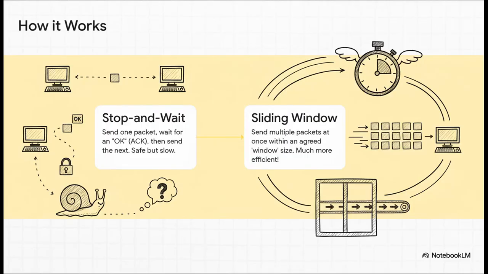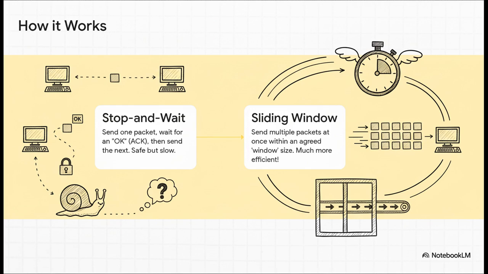So how does this actually work? Well, the simplest method is called stop and wait, and it's, well, exactly what it sounds like. The sender sends one packet, and then it stops. It literally waits for an "okay, I got it" message to come back. We call that message an ACK for acknowledgement. Once it gets that ACK, it sends the next packet. It's very safe, but as you can imagine, it's incredibly slow.